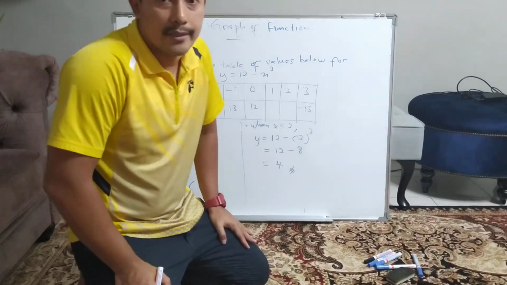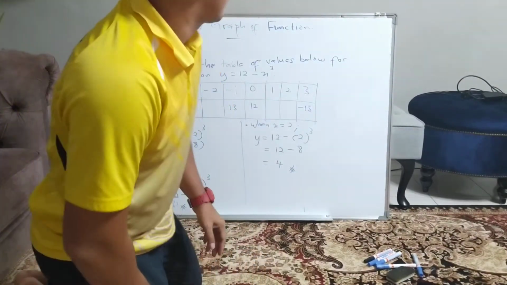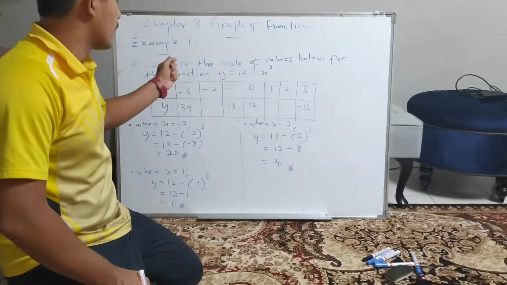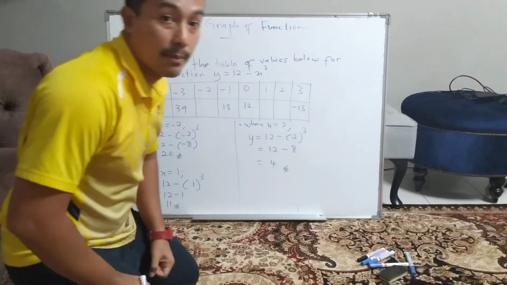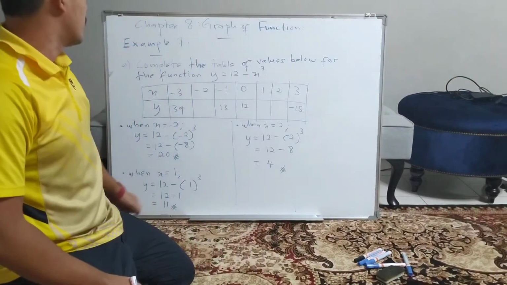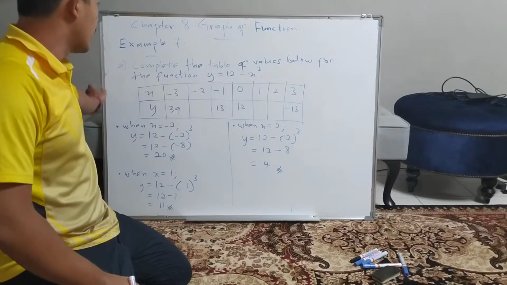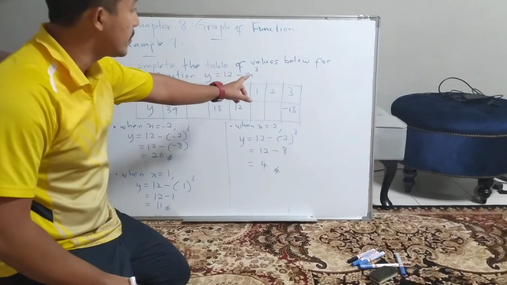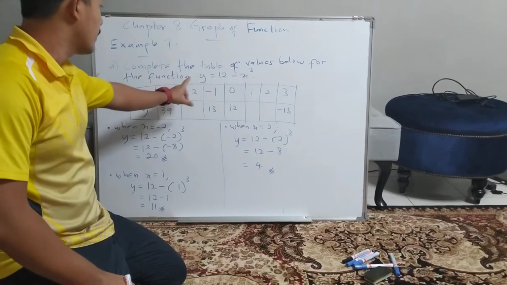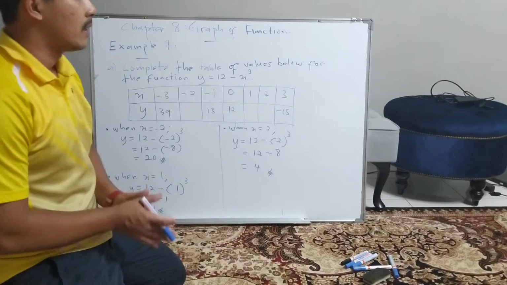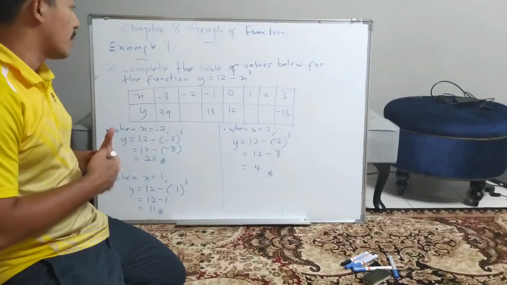Okay, for our lesson today, we are going to discuss example 7 from chapter 8, graph of the function. So you can refer to your math textbook. Question A: complete the table of values below for the function y equal to 12 minus x power 3. So how to complete this table of values?